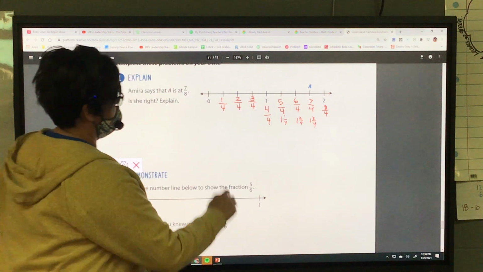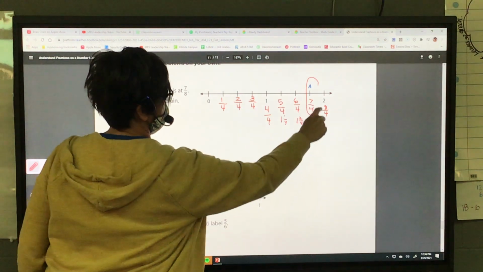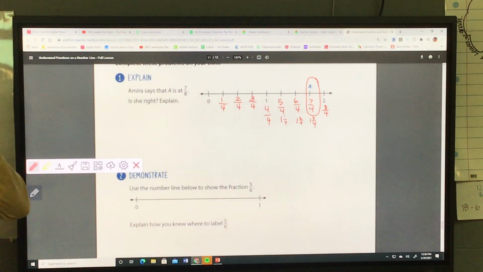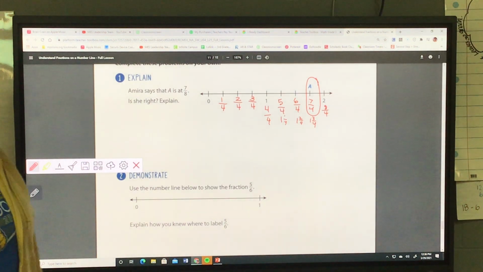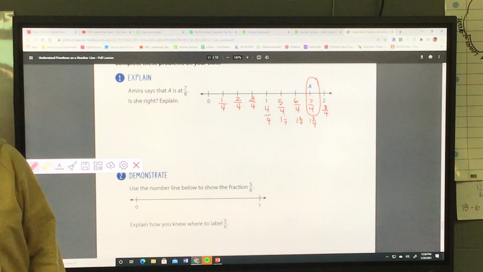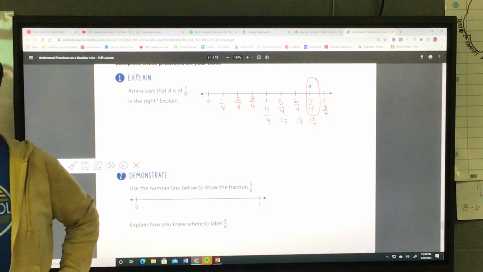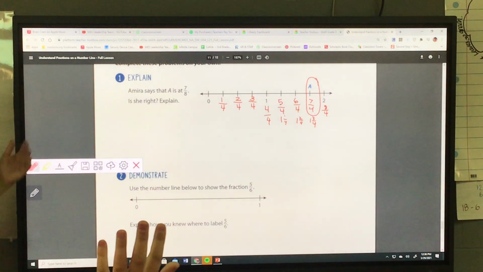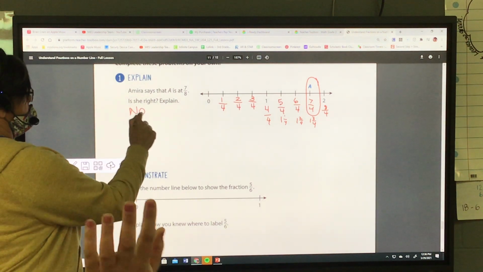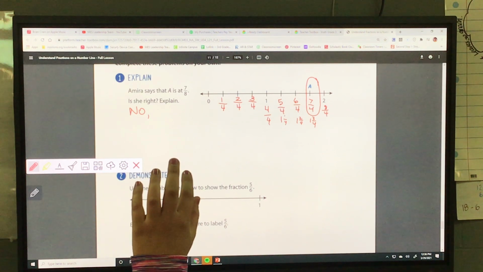So looking at this, we're looking at A, right? It says Amira says that A is 7/8. What do we say it is? 7/4. So is she right? How do you know? What did she do? So no, she's not. How would we explain that then?